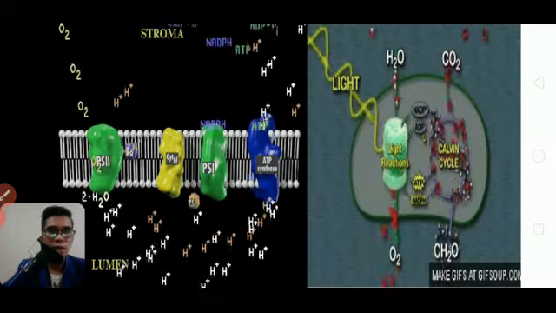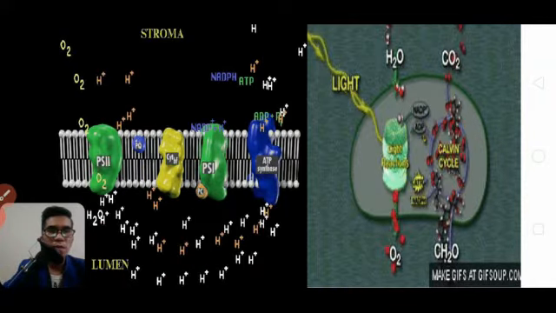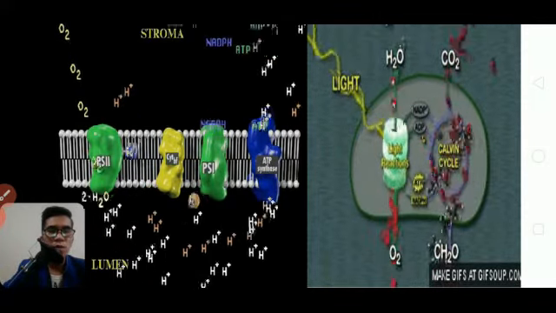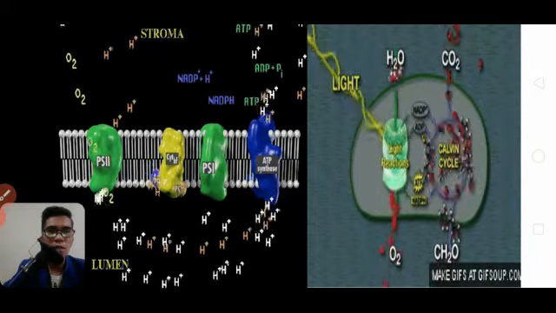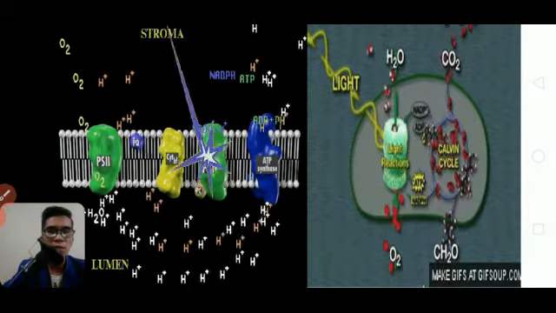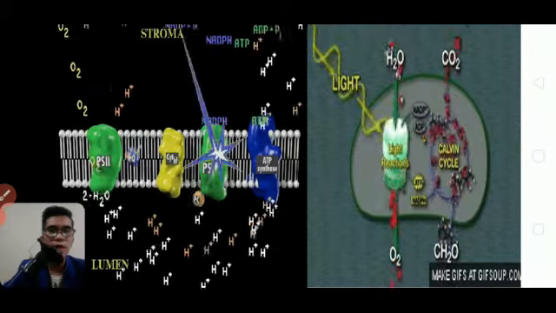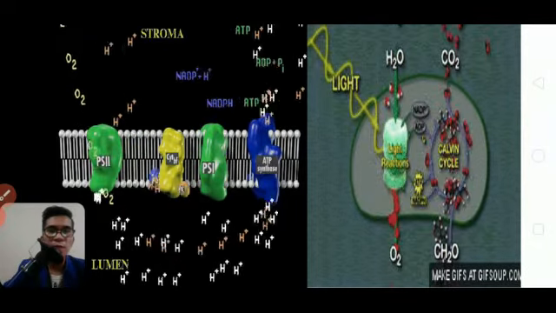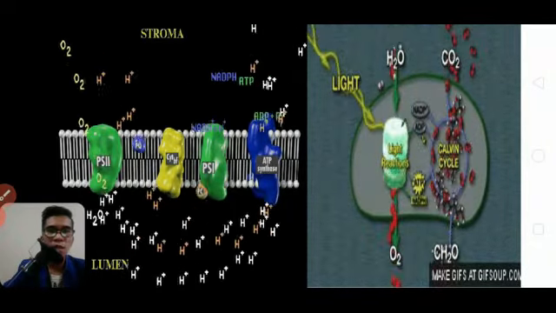That's the whole process in the production of ATP, adenosine triphosphate, and NADPH, or the reduced nicotinamide adenine dinucleotide. These are very important, essential products of the light-dependent reaction to be used in the next part of photosynthesis.